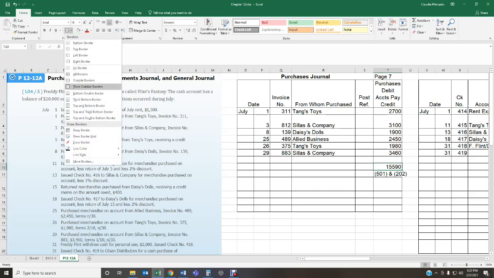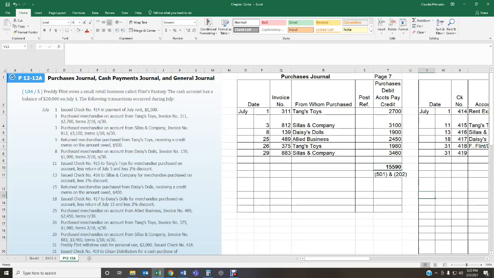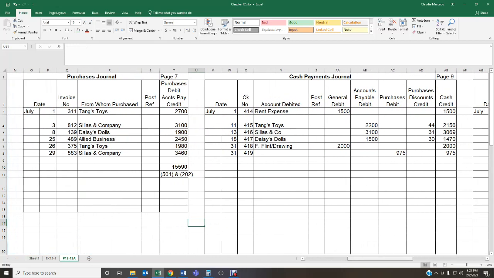Let me just make some notes. There we go. Okay, so now we're going to have to go to our cash payments journal, and all of the transactions have been entered. So now all I'm going to do is tally it up, get my totals. Okay, so I'm going to put here totals.